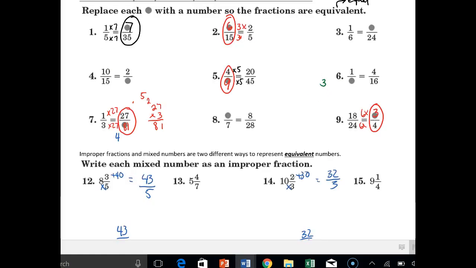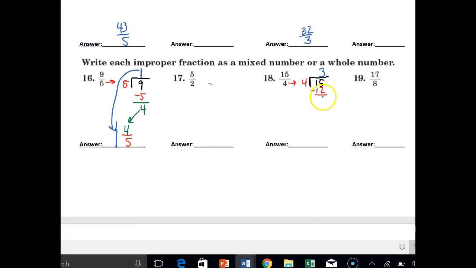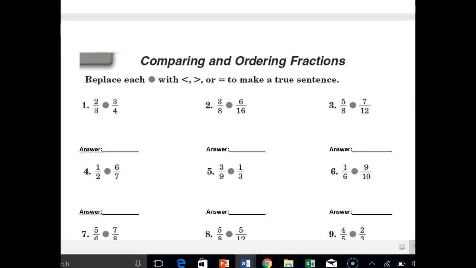So again, my whole number, 3 left over. My whole number is 3. My remainder or leftover, my new numerator is 3, and my denominator stays the same, over 4. So 4 goes into 15 3 times, that's 12, with 3 left over, and you keep the denominator of 4. Right? You're responsible for the odds. Let's go to the back side.